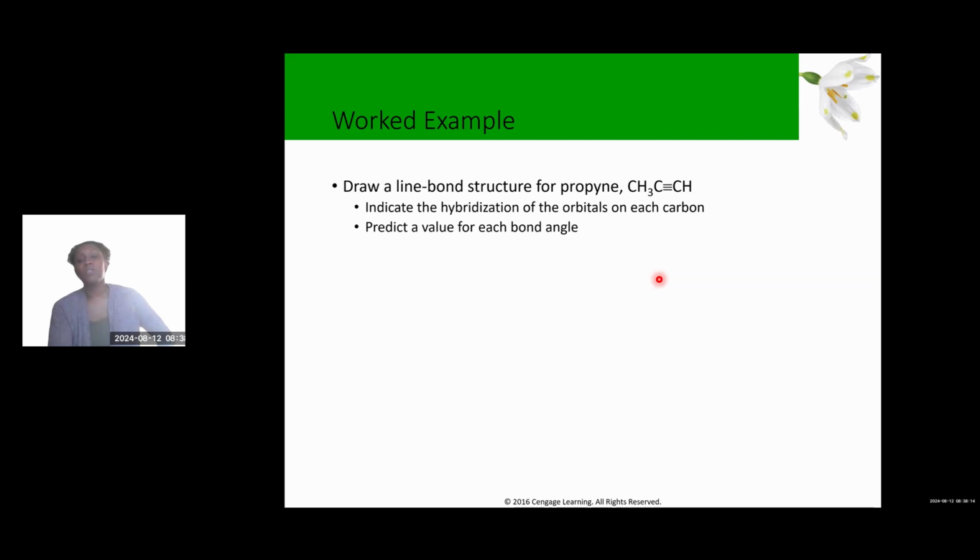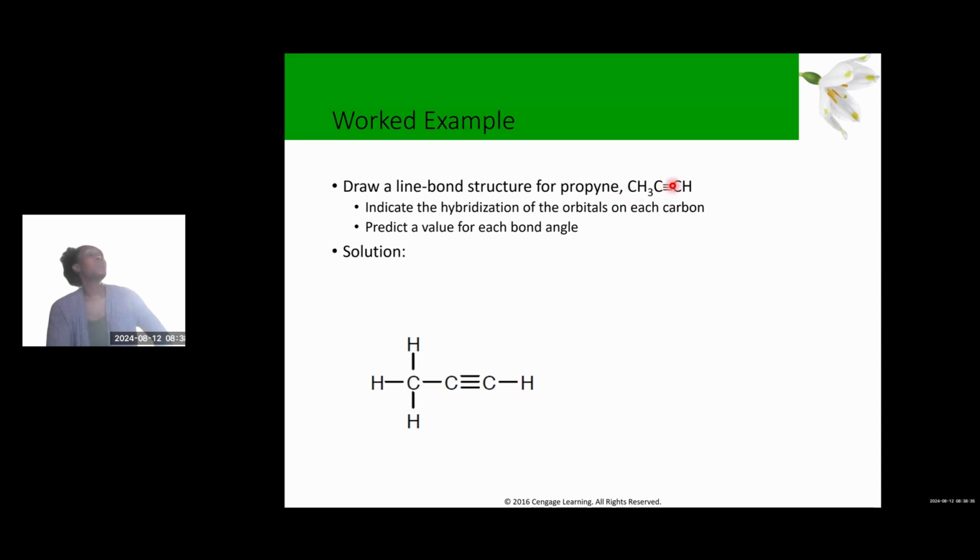So go ahead and try to draw this. If you want to take time to try to do it yourselves, go ahead and pause the video. If not, go ahead and keep watching. I'm going to show you as an example. Predict a value for each bond angle. All right, so let's look at this. So we're going to draw it out. So we have the carbon with 3 hydrogens on it right here.